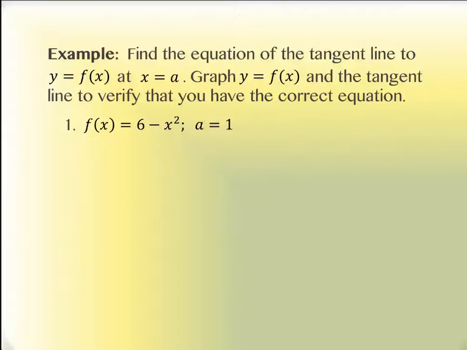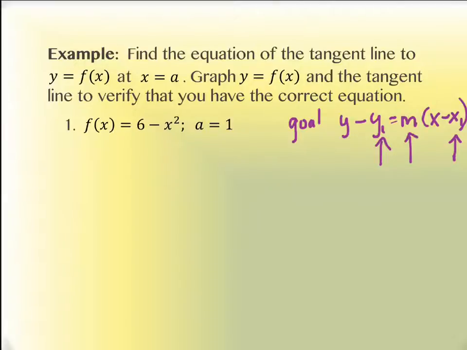So our goal here is to be able to take the point slope formula for a line, which is y minus y1 equals m times x minus x1, and to plug in, in essence, the general point x1, y1, and the slope. Okay, so does everybody understand what our goal is at the end? Our goal is to have the equation of a line, and in order to have an equation of a line, I need a point, and I need a slope.